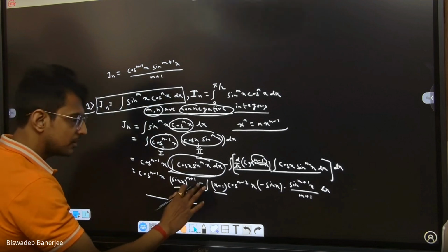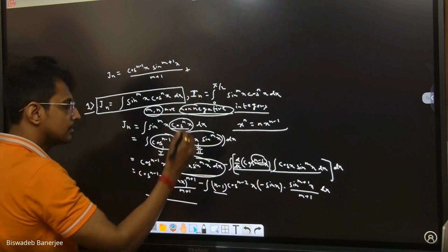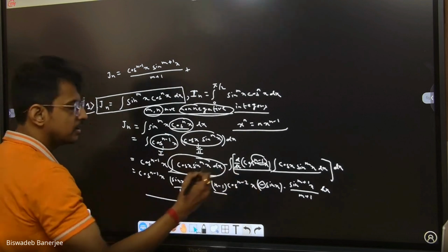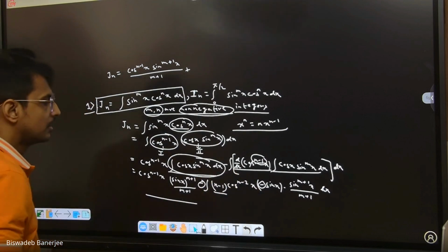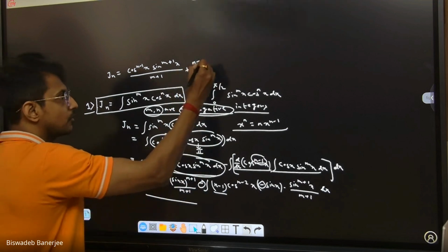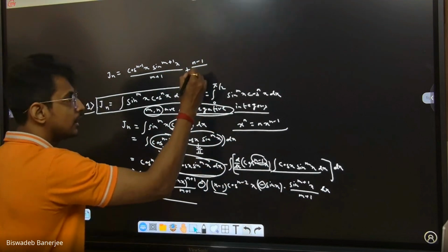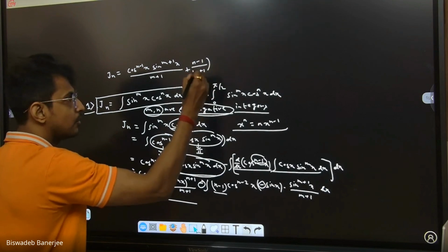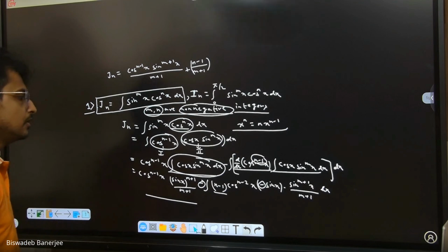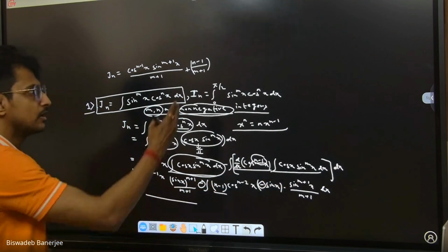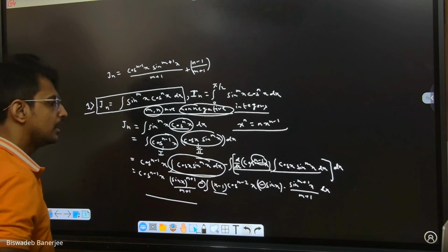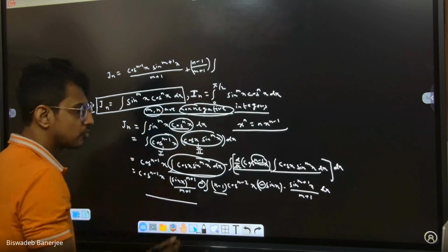And for this portion, minus minus becomes plus. This minus and minus, minus into minus gives you plus. This n minus 1 comes outside this integration. This m plus 1 comes outside this integration. So this n minus 1 by m plus 1 comes outside this integral. And under this integral, we are left with what?